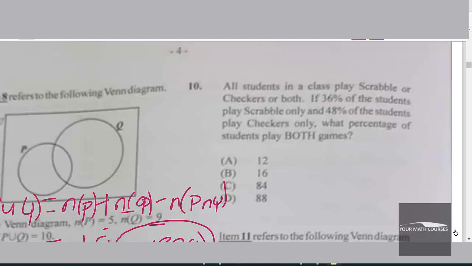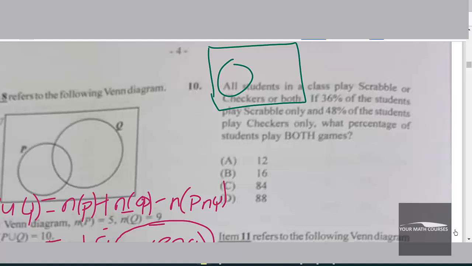Alright, now let's look at number 10. All students in a class play Scrabble or checkers or both. If 36% of the students play Scrabble only and 48% of the students play checkers only, what percentage of the students play both games? So let's use a Venn diagram to illustrate this.